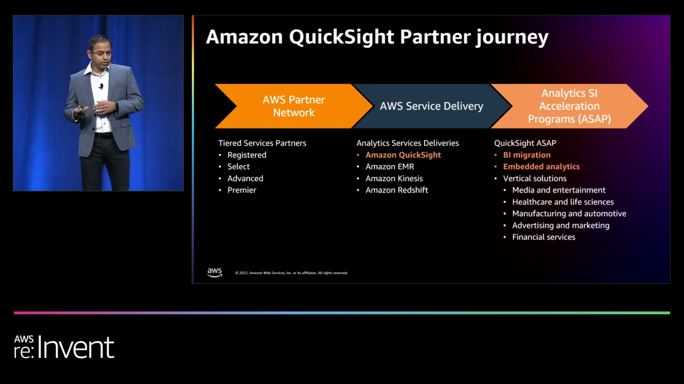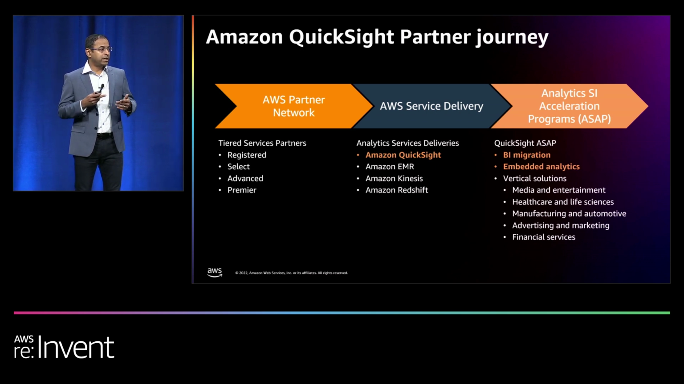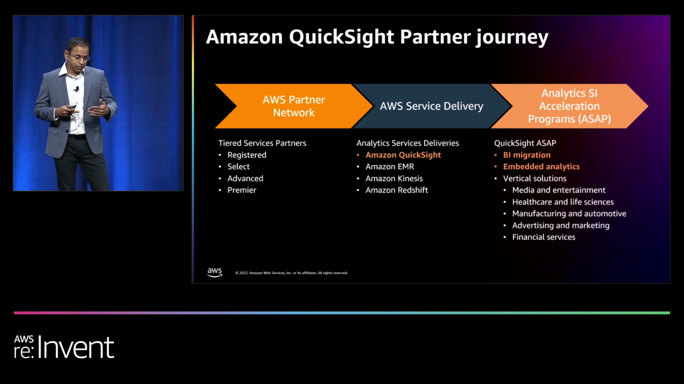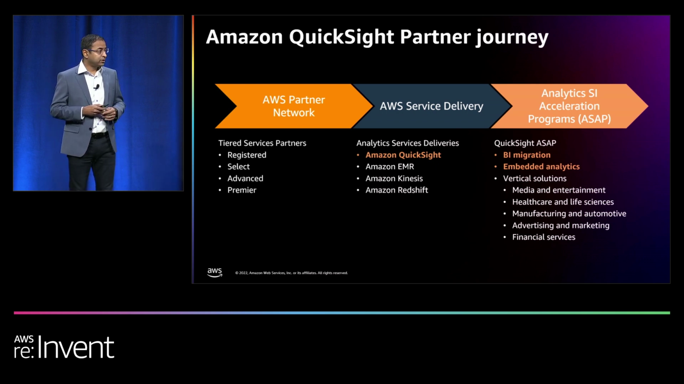The next step, once you are a service delivery partner, is to get into the Analytics SI Acceleration Program in QuickSight. We have a couple of programs in ASAP, or Analytics SI Acceleration Program. One is called the BI Migration Program, and the other one is the Embedded Analytics Program. Apart from these QuickSight-specific programs, we also have vertical solutions like media and entertainment, healthcare and life sciences, manufacturing and automotive, advertising and marketing, and financial services.